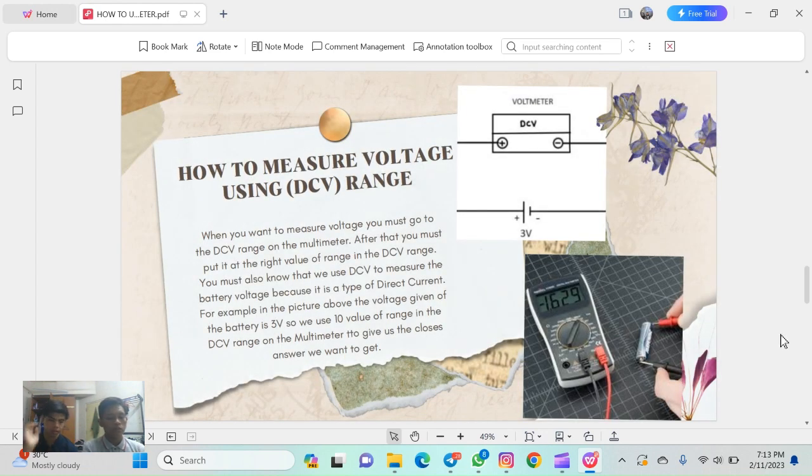How to measure voltage using the DCV range? When you want to measure voltage, you must go to the DCV range on the multimeter. After that, you must put it at the right value of the range in the DCV range. You must also know that we use DCV to measure the battery voltage because it is a type of direct current. For example, in the picture above, the voltage given by the battery is 3 volts. So we use the 10 value of the range in the DCV range on the multimeter to give us the closest answer we want to get.